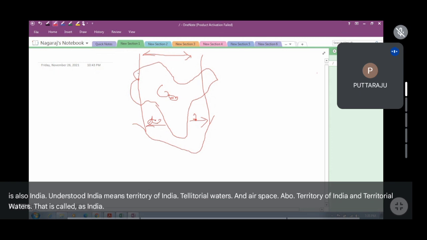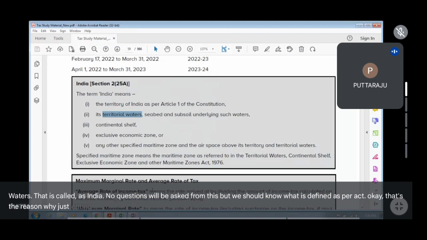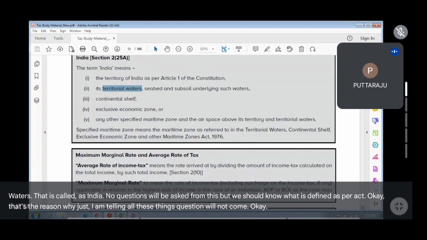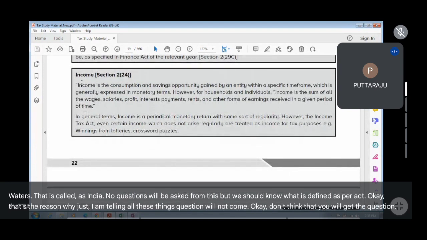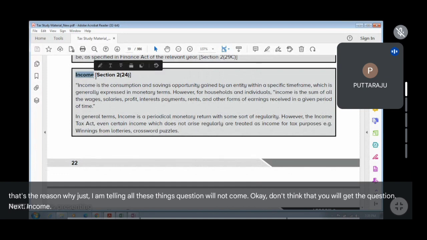No questions will be asked on this, but we should know what is defined as per the Act. That's the reason why I am telling all these things. No question will come, don't think that you will get the question. Next, income. It's a huge definition.